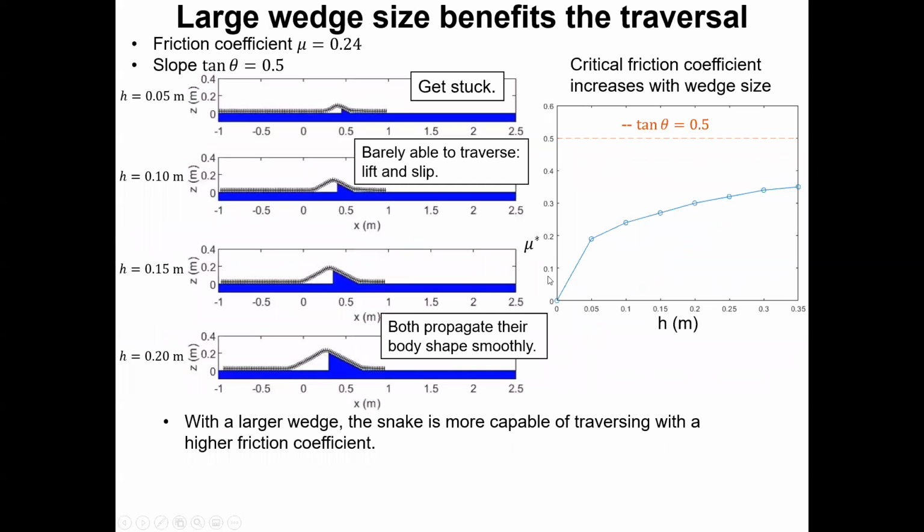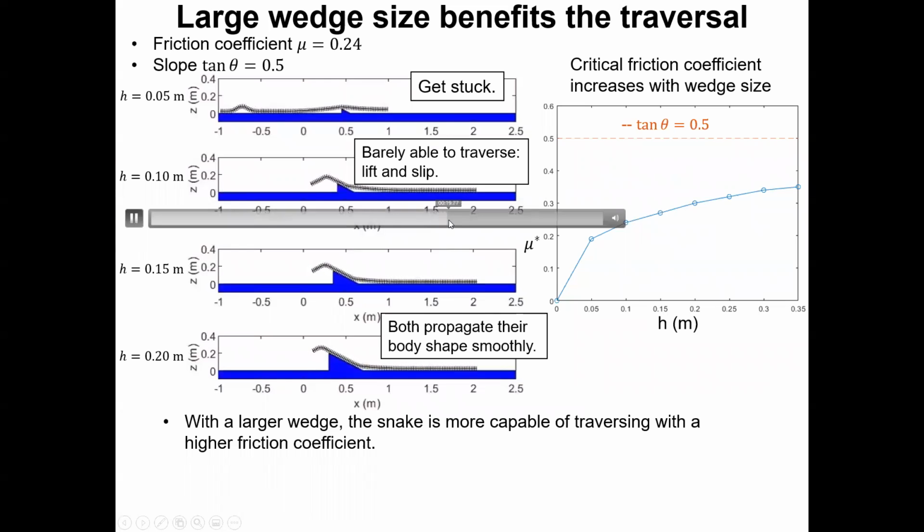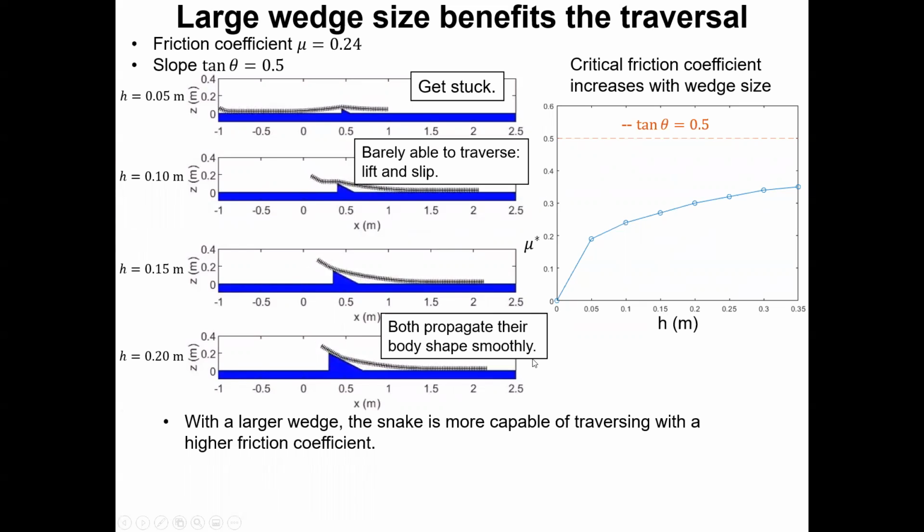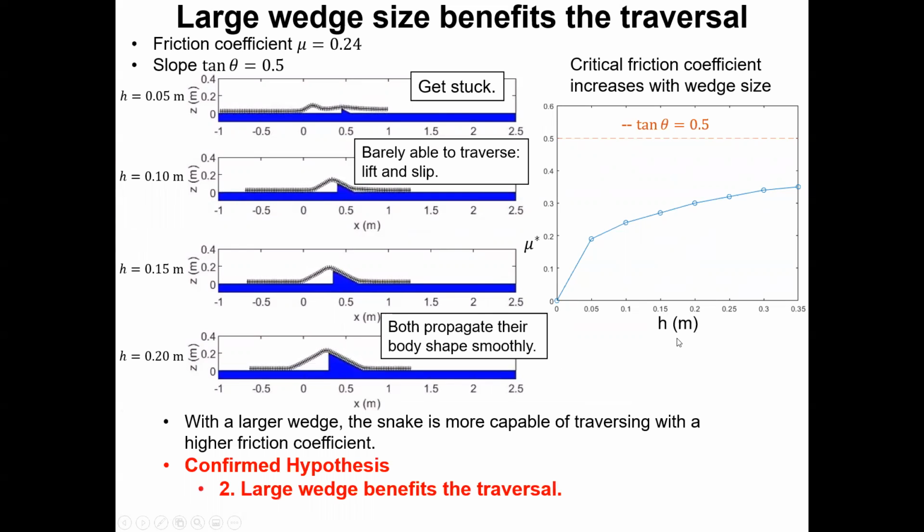The friction coefficients are all set as 0.24 and the slope keeps unchanged during the variation of the wedge size. The pushing area increases with the wedge size. With a small wedge, the snake gets stuck. With a medium wedge, the snake is barely able to traverse, exhibiting a lifting and a slipping sequence. With a large wedge, the snake can propagate its body shape smoothly. Through this, we found that with a larger wedge, the snake is more capable of traversing with a higher friction coefficient. This confirms our hypothesis that large wedge benefits the traversal.